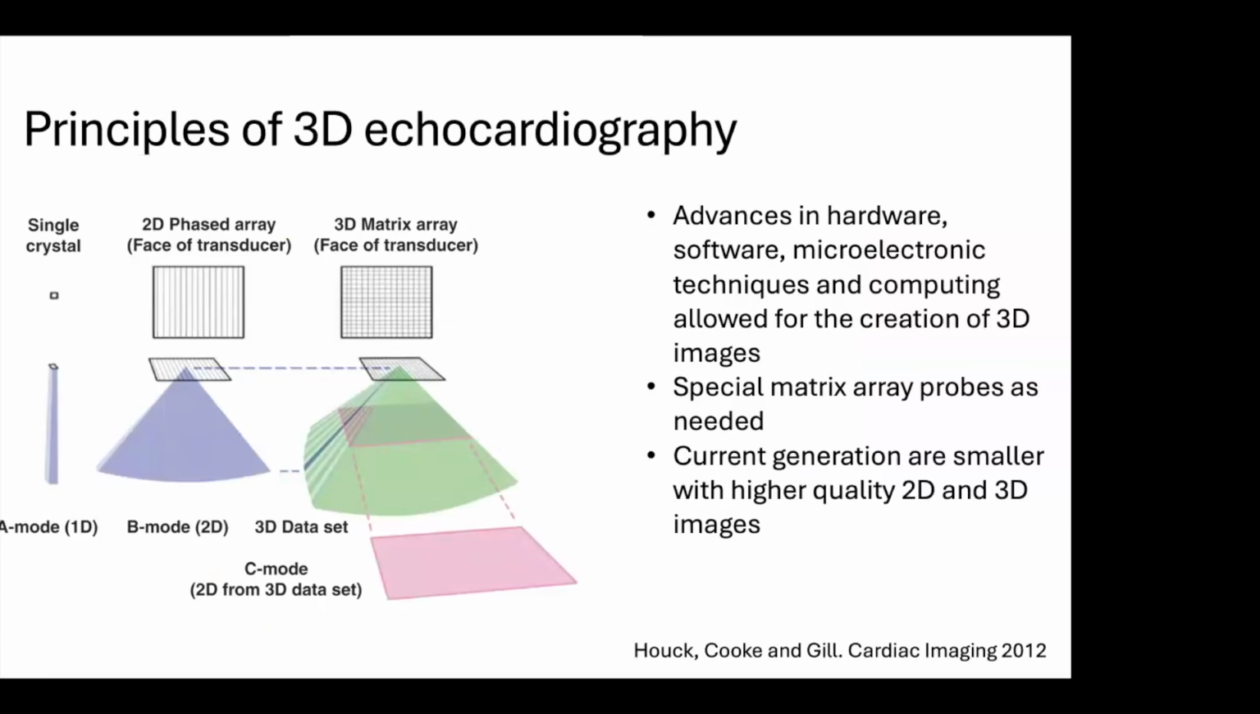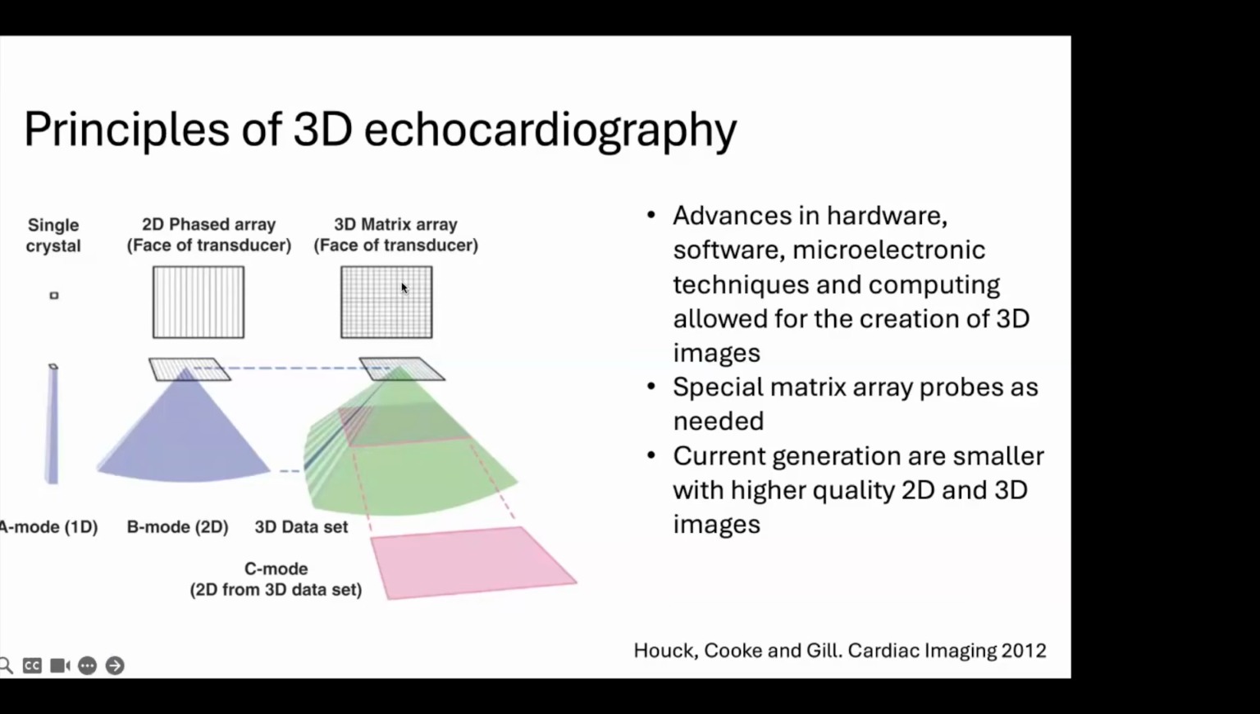So in terms of the history of 3D echocardiography, as we know, echo started with A-mode 1D imaging, single crystal, and then with the development of the phased array probe, this allowed for the development of 2D echocardiography. And then with the matrix array probes, arranging the crystals in this matrix pattern here, we now have the capability to do 3D imaging with echocardiography. And it's really through advances in hardware, software, microelectronic techniques, and computing. Really, all of these have developed over time to allow for the creation of 3D images with echo.